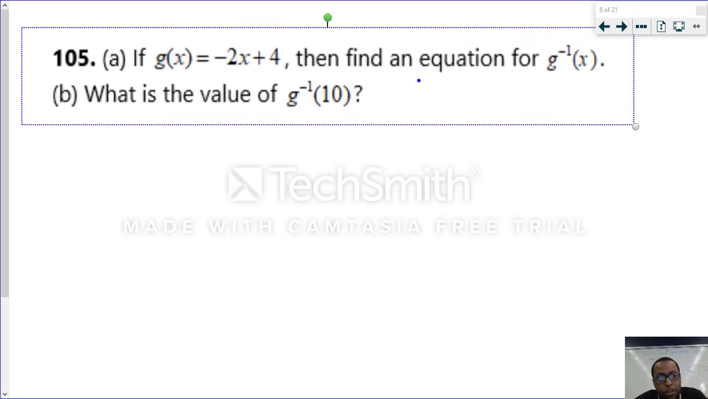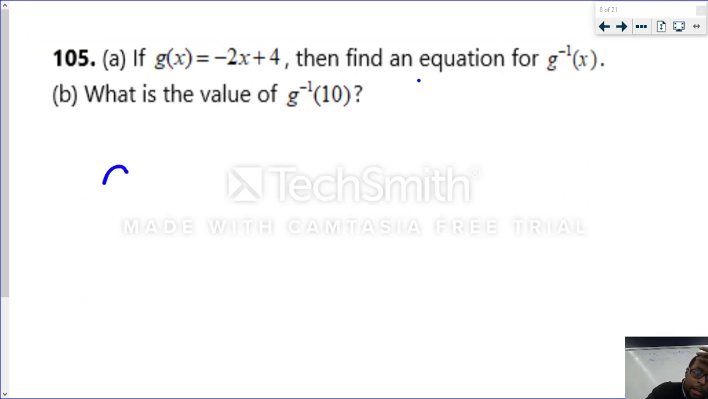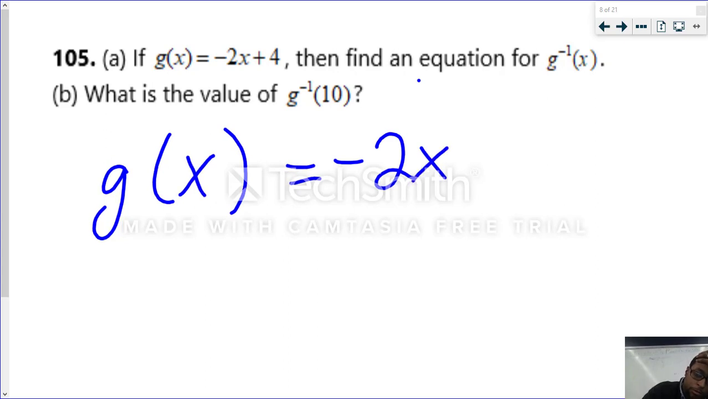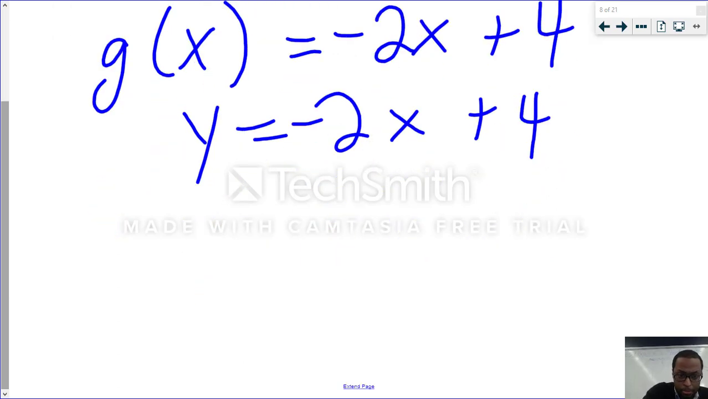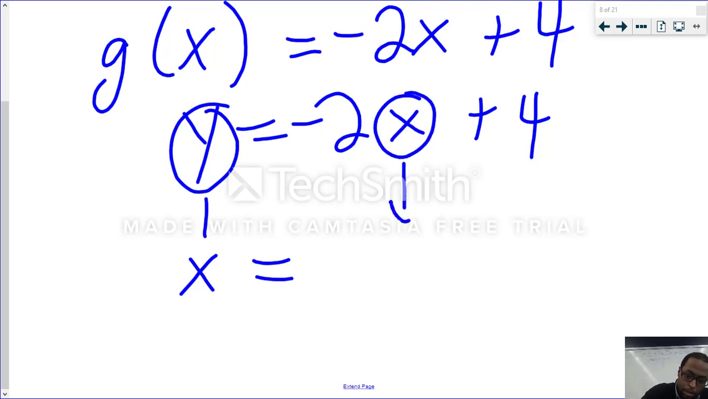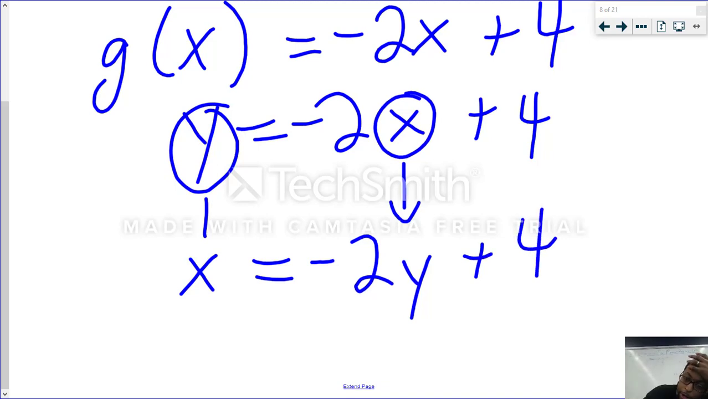It says the g of x is negative 2x plus 4. Then find an equation for g, the inverse of x, not negative 1. Okay. So this is a two-part question. I have to change this. So again, what are the steps? First step, I'm going to change the g of x into a y. Second step, I'm going to change the y into x. So now this becomes x. I'm going to change this x into a y. Okay? I want to get y by itself.